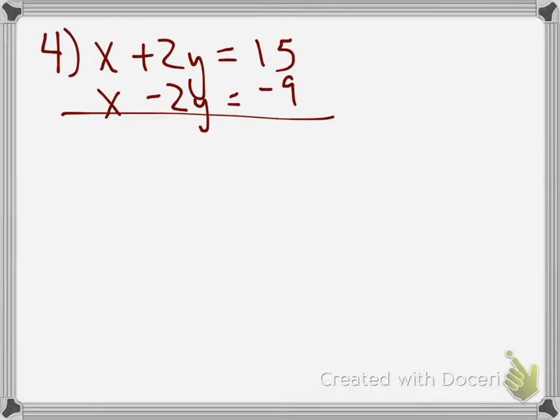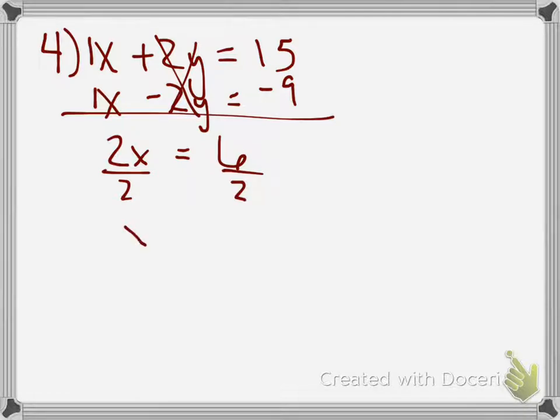Okay, so this one you can see the y's can cancel out automatically. I can say 1 plus 1 is 2x and 15 minus 9 is 6. And then divide by 2, x equals 3. Okay, so now I need to make sure I put that back into one of the two equations. It doesn't matter which one. So let's try this time the top one, just because why not.